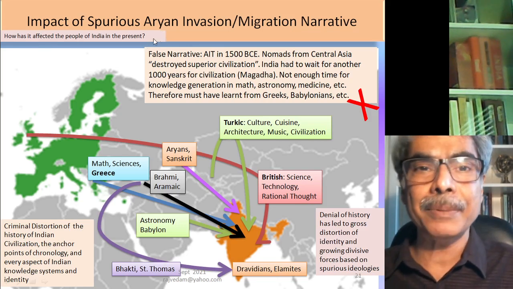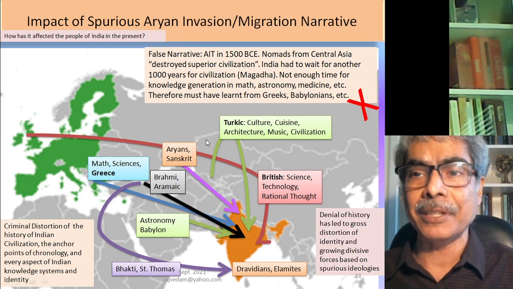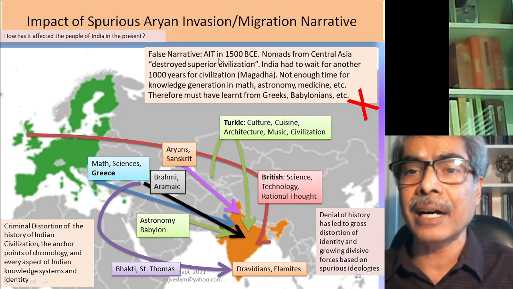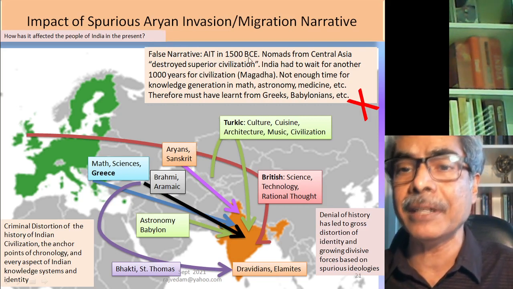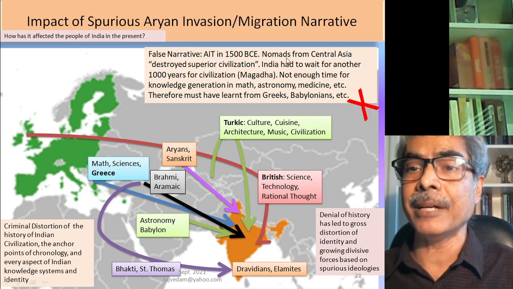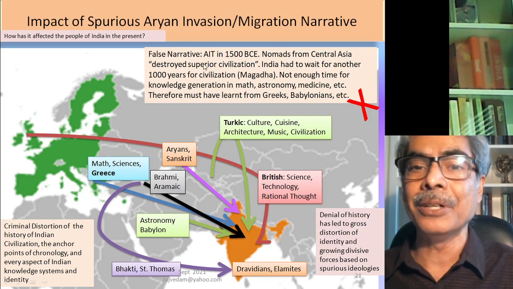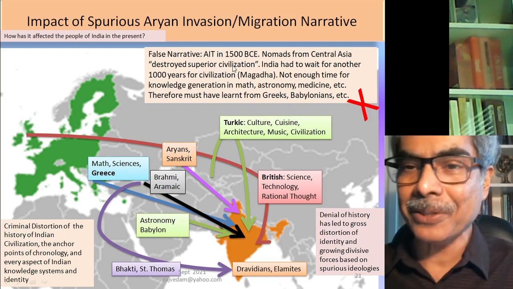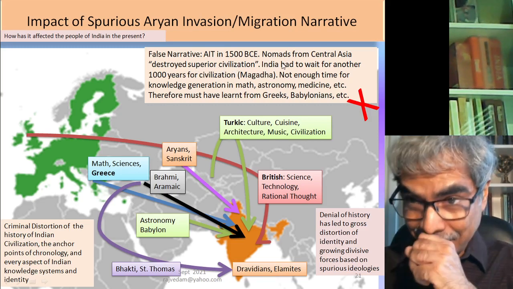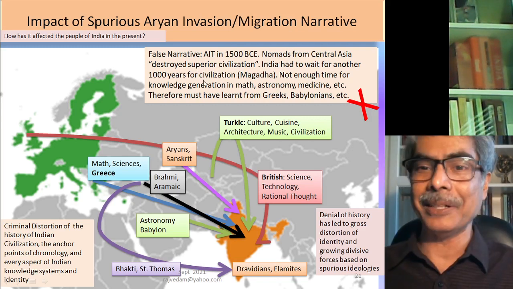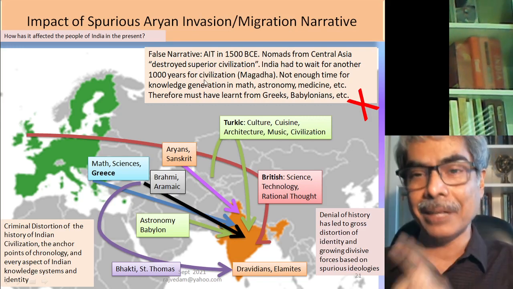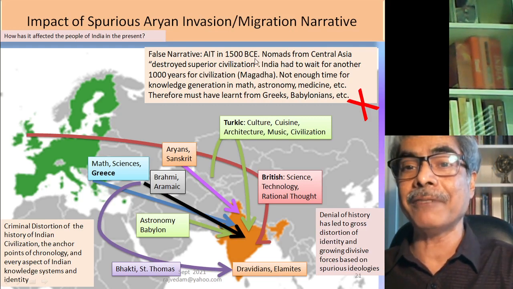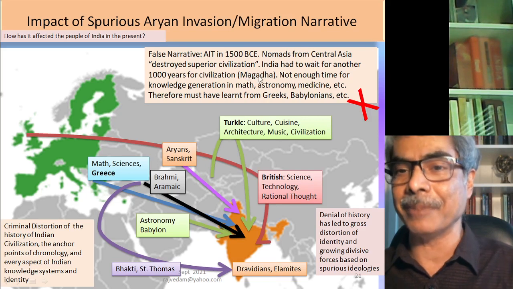Well, there has been an impact of the spurious Aryan invasion migration narrative, because this narrative positions these Aryans as having come into India in 1500 BCE. It positions them as nomads from Central Asia who destroyed the superior Harappa civilization. And it also says that India had to wait another 1000 years for civilization to come again in the eastern part of India, in Magadha, between 1500 BC to 500 BCE approximately.